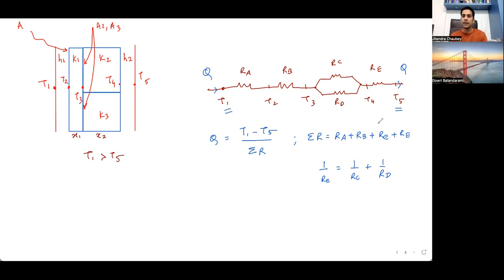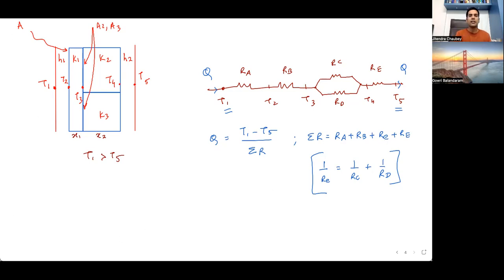But you should never write 1 upon RC plus 1 upon RD in place of R equivalent, because that is the formula for 1 upon R equivalent and not of R equivalent. So that is how you can find 1 upon R equivalent. And once you have it, you can take the reciprocal and substitute over here.